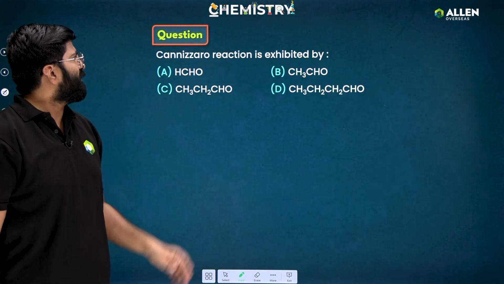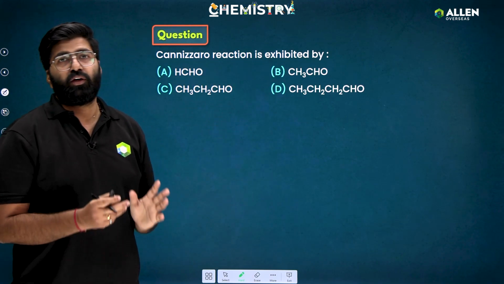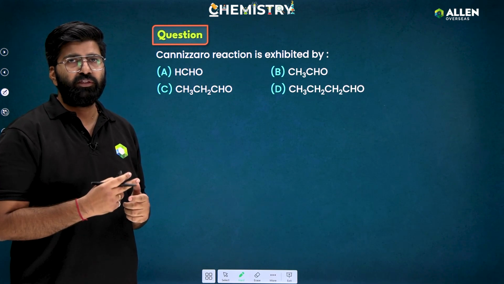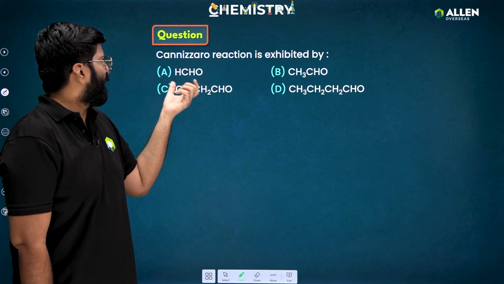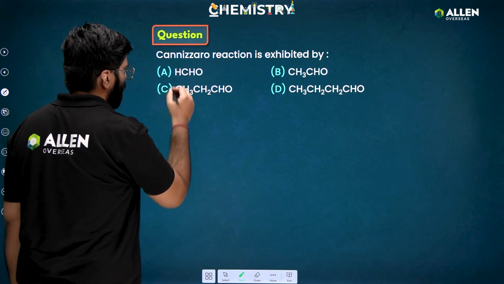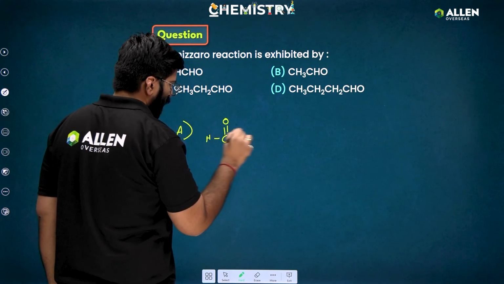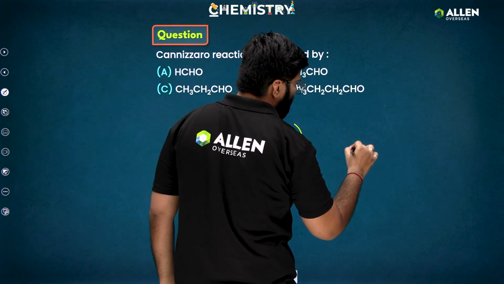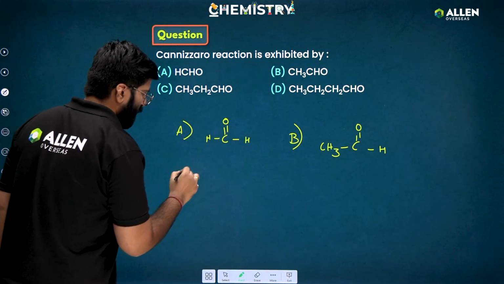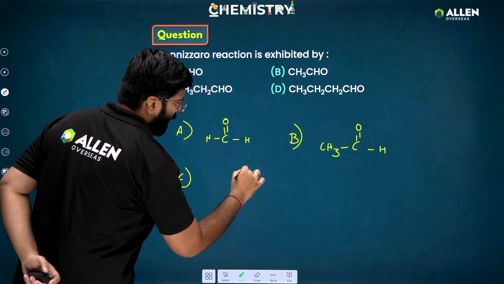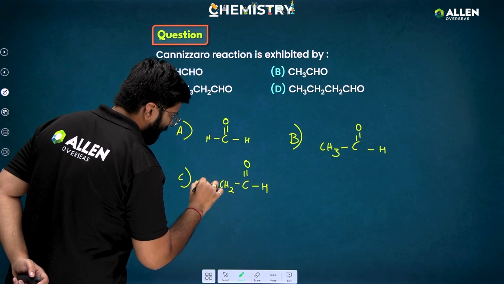Over here the question says, Cannizzaro's reaction is exhibited by which of the following 4? Again and again I'm telling you this part, just see whether there is an alpha hydrogen present or not, and don't get confused with their names. They are very easy. Just write them. So what's A? A is C double bond O, H and H. What is your B? B is C double bond O, H and CH3. What is your C over here? C over here is C double bond O, H, there is CH2 and then there is CH3.